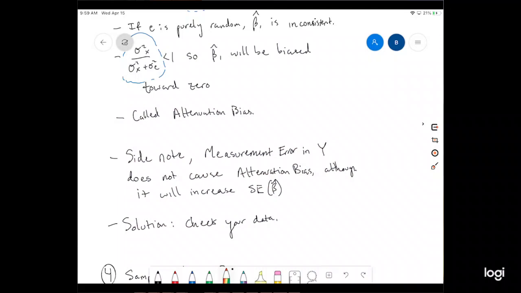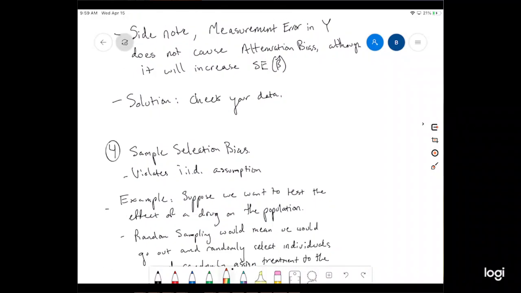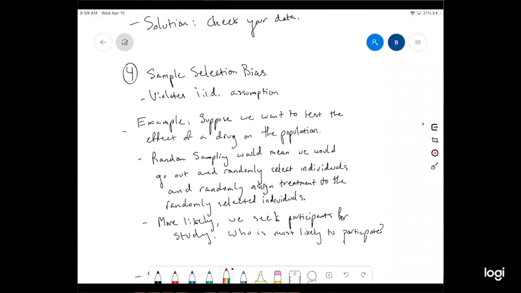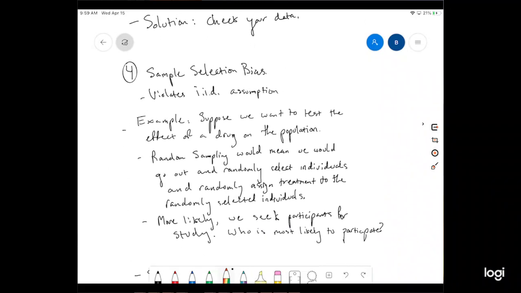So the solution is to check your data. Plot the data, look at summary statistics, and see if there are outliers. Look at your data and see if there's any measure that seems implausibly large or implausibly small. And then think hard about whether you should remove that data point or leave it in the model.